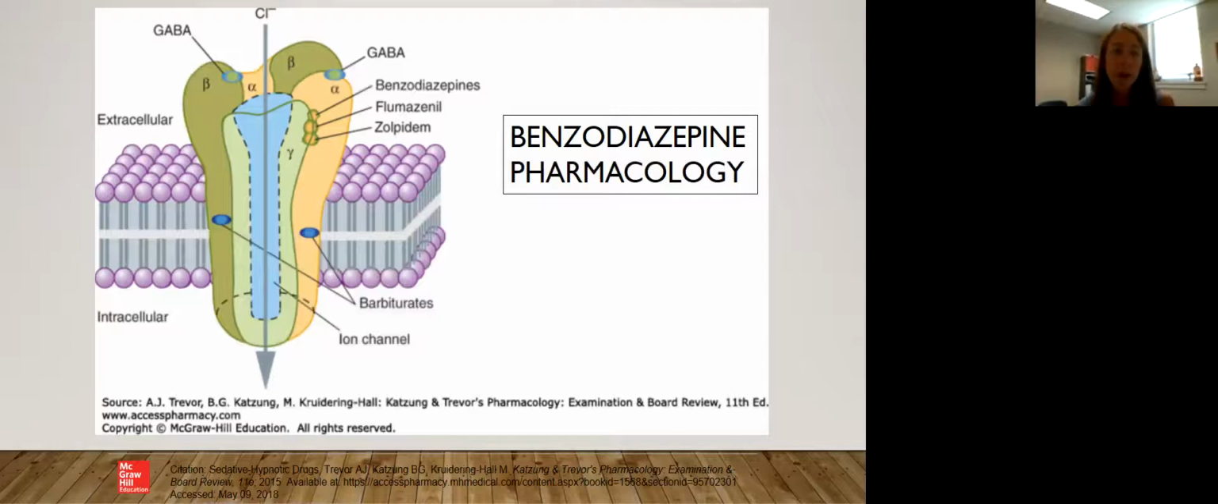When a benzodiazepine lands on its landing site at the alpha subunit of the GABA receptor, that triggers chloride channel opening, and that results in the membrane being hyperpolarized, which is the same as saying that the cell is inhibited. It's not able to move into an active state.